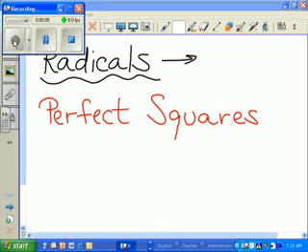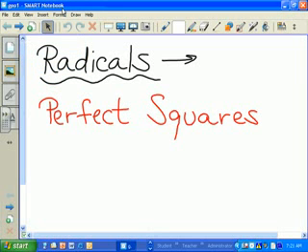This mini lesson is on the topic of radicals. Now, what is a radical? A radical is just another name for a square root.